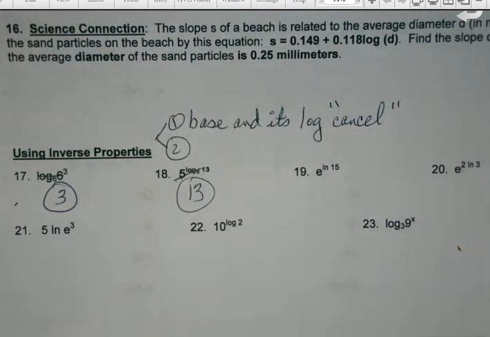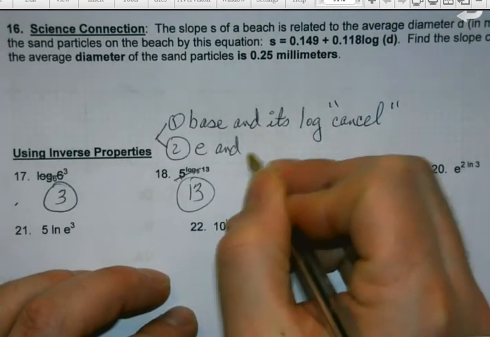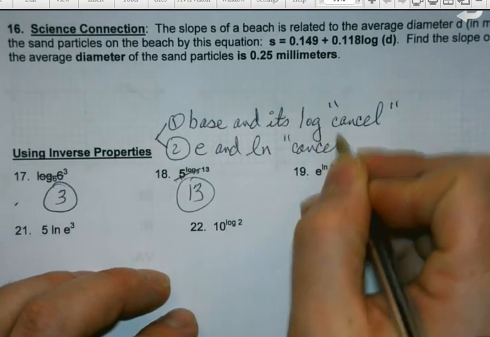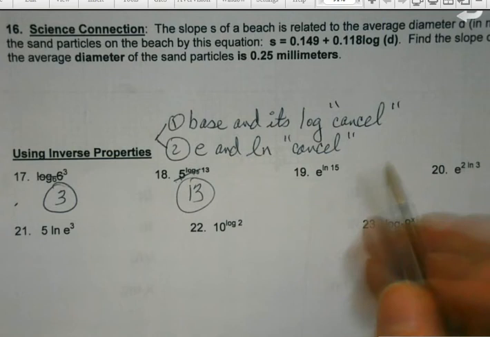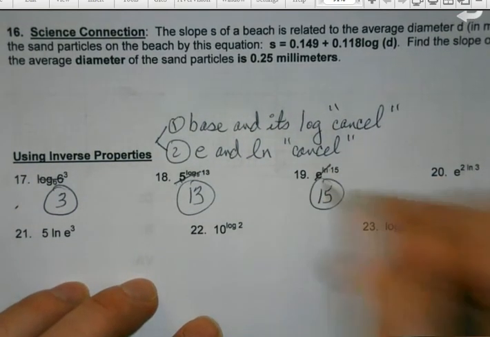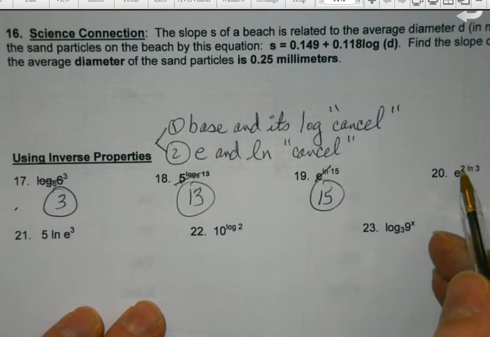The other inverse property is the one I mentioned a little bit back on Monday when we talked about e. e and natural log are inverses or cancel each other. So if I have e and ln, okay, just use the 15. And then you're going to get a little bit of an intro. Because you're like, well, now what's going on here? Because that 2's in the way.